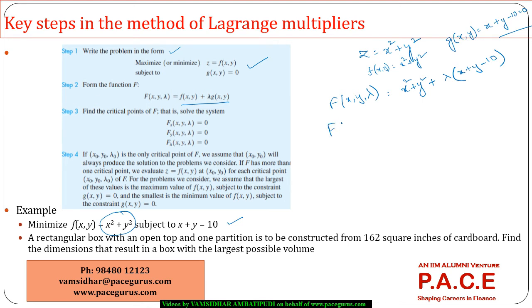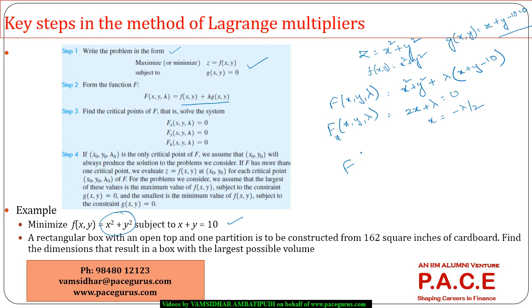Then I take the derivative of this function with respect to x. So what is it? This is 2x. All others are constant. Here plus lambda x, so the derivative is lambda. Lambda y is constant, 10 lambda is constant. So I am equating it to 0, which is coming out like 2x plus lambda equal to 0, which means x is minus lambda by 2.